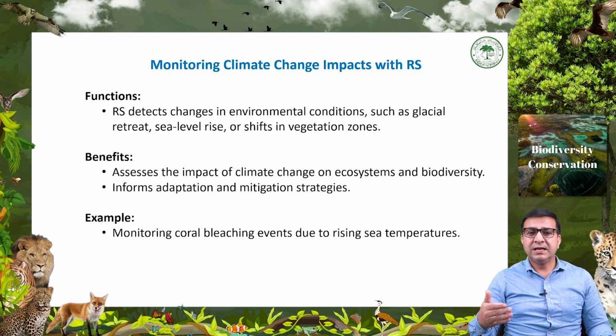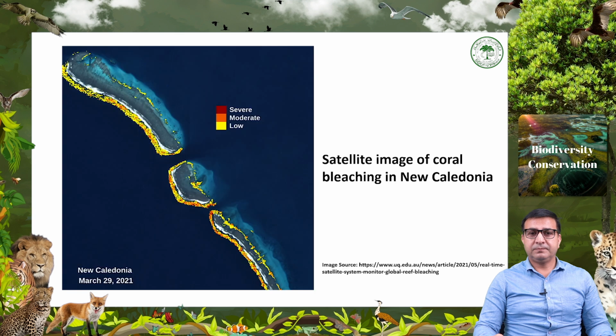For example, we can say satellite imagery can monitor coral bleaching events caused by rising sea temperatures, thus enabling conservationists to track the health of the coral reefs and plan appropriate interventions. RS hence helps conservationists assess the effect of climate change on biodiversity and ecosystems, supporting the development of mitigation strategies. This is coral bleaching in New Caledonia, part of the Pacific Ocean, a significant environmental concern actually affecting one of the most important reef systems in the world.